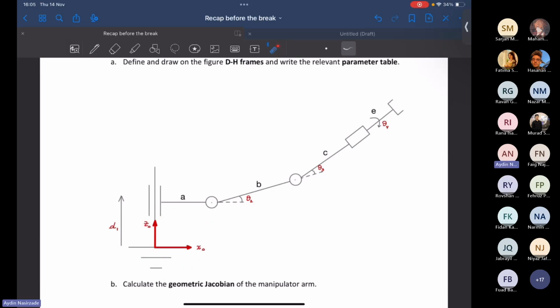The base frame is given already. Prismatic joint. So we usually take the base frame and the frame of the first joint together. So the prismatic joint has its frame already assigned. So start with this one.